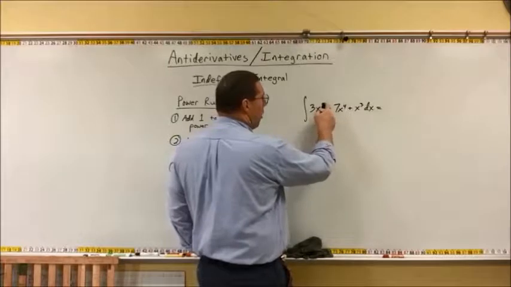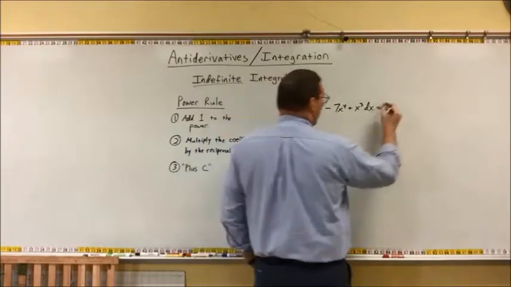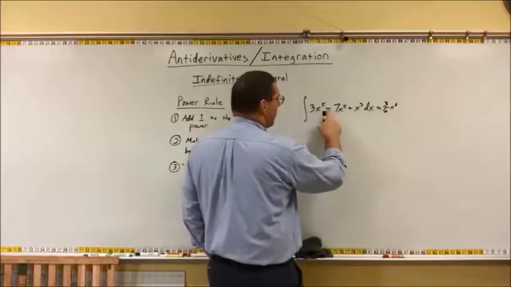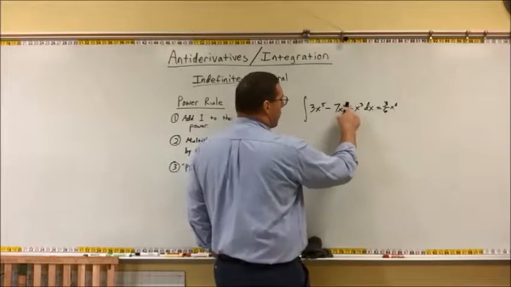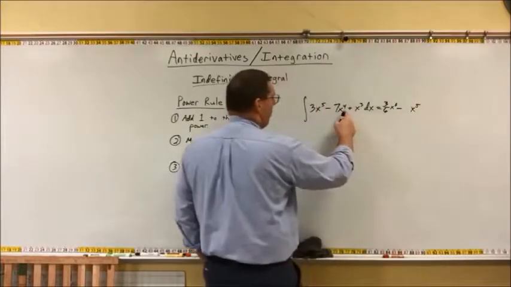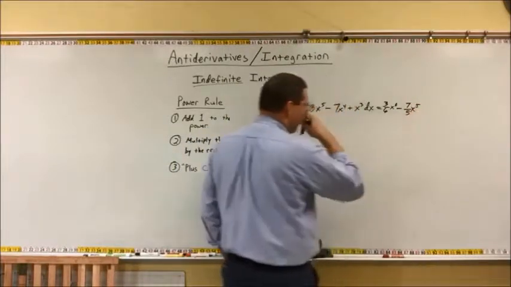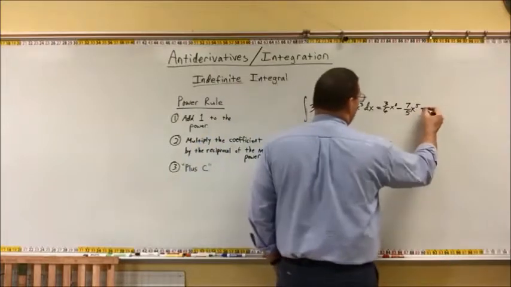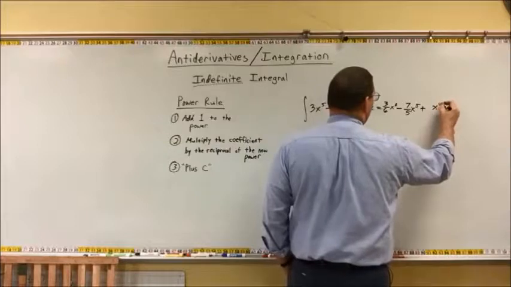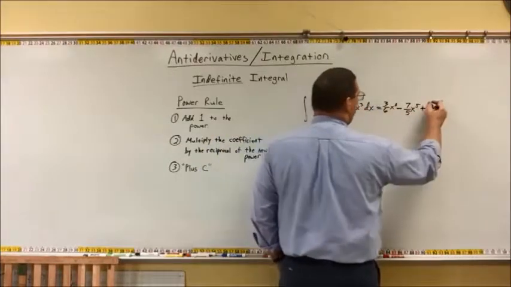3x to the 5th, power up becomes a 6, then multiply by 1/6. So that's 3 over 6 x to the 6th. Minus, power up this 4, this is x to the 5th, and then 7 divided by 5 is 7/5, so 7/5 x to the 5th, and then plus, power this up to a 4, so that's x to the 4th, and then 1/4 times 1 is 1/4.